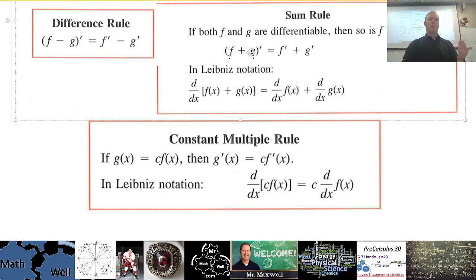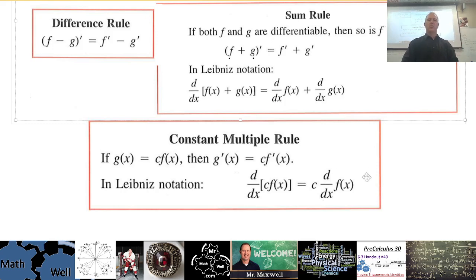And if you have multiple functions that are added or subtracted together, and you want to take the derivative of that expression, you simply take the derivatives of each individual term, and you either add or subtract them, and we'll do lots of examples. The constant multiple rule, this is a rule we don't really use that much, and we're going to combine the power rule and the constant multiple rule just to make it easier.